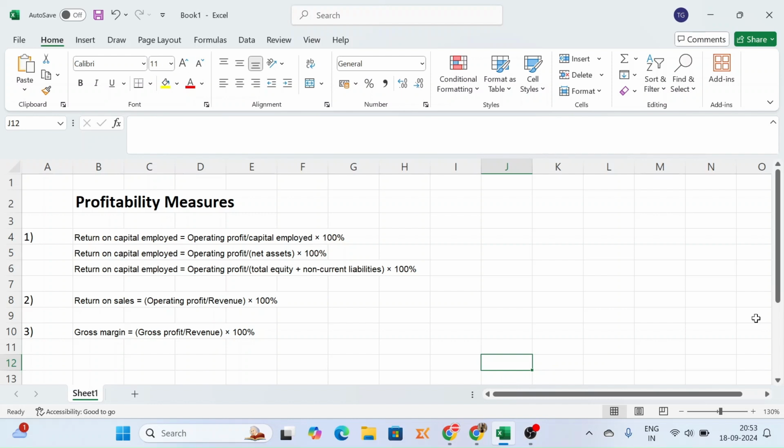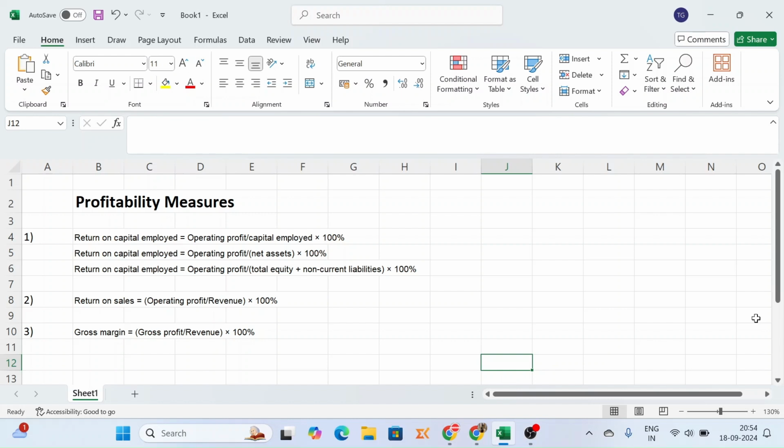So, capital employed is basically all of the assets that are there with the business. So, you can see it can also be represented as net assets, or you can take all of the value of the equity plus the non current liabilities. That's also your capital employed.